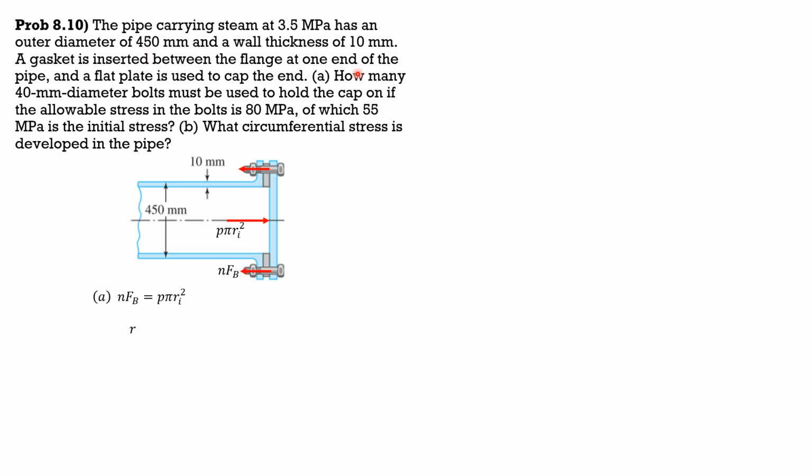So summation of forces horizontal equals 0: N times F_B equals pressure times pi R_i square, where R_i is outer diameter over 2 minus thickness. So 450 divided by 2, outer radius, minus thickness, is 215 mm. So substitute F_B is allowable stress minus 55 times area of 1 bolt, which is pi times 20 square. The radius is 20 mm. So N times quantity (80 minus 55) times pi 20 square equals pressure 3.5 megapascals times pi R_i square. So N is equal to 16.18.